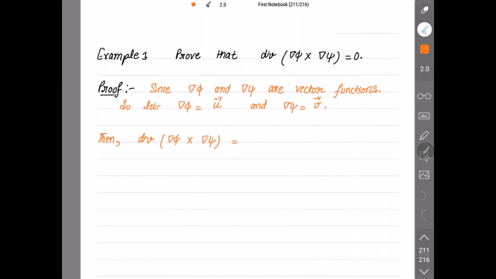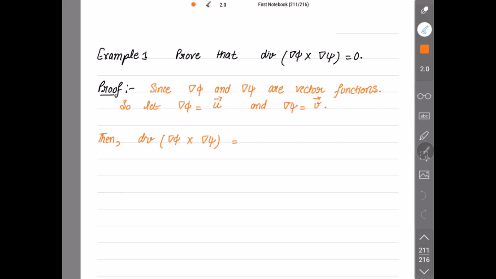Divergence of del phi cross del xi is equal to 0. Now, del phi and del xi are vector functions, right? Phi and xi are scalars and their gradient is a vector function. So these two are vector functions, and I have to prove that the divergence is equal to 0. For that, let me take del phi as u vector and del xi as v vector for my convenience.